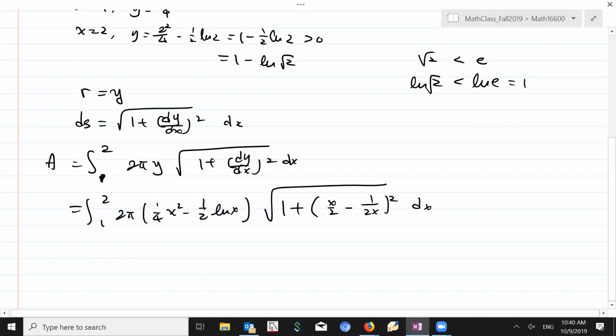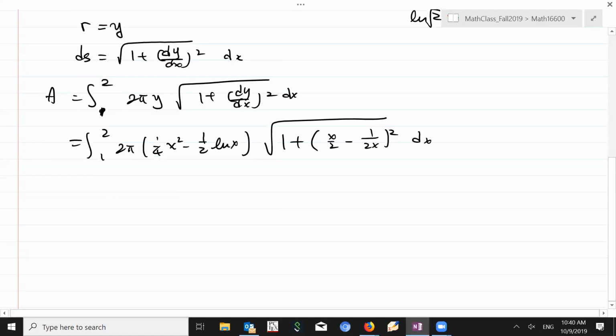Why do you need to draw the picture? Because for some problems, you cannot just use a very specific formula in the book, because you don't understand the formula. With a specific formula from the book, it's harder to get the integral right.